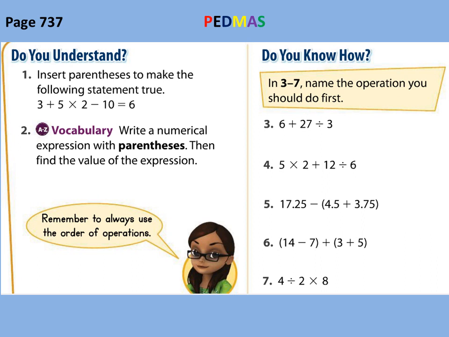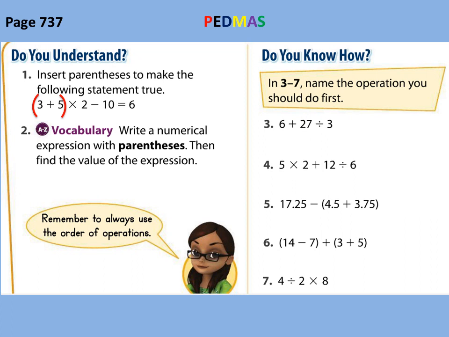This question says, insert parentheses to make the following statement true. You can try to put the parentheses around two numbers and check your answer. For example, check this: 3 plus 5. 3 plus 5, of course, it's 8. As we said, we must jump inside the bracket and perform the operations inside them. So add 3 plus 5, it's 8.